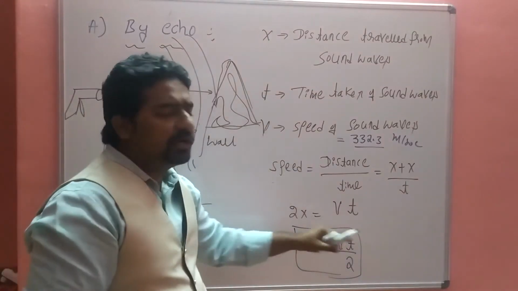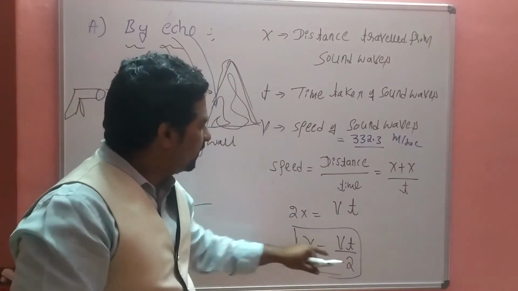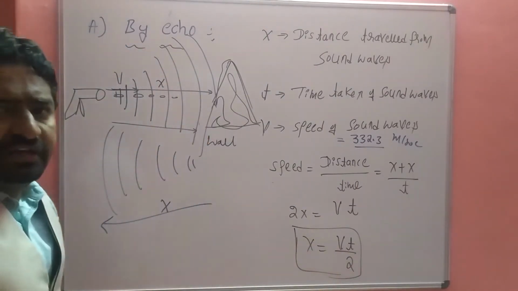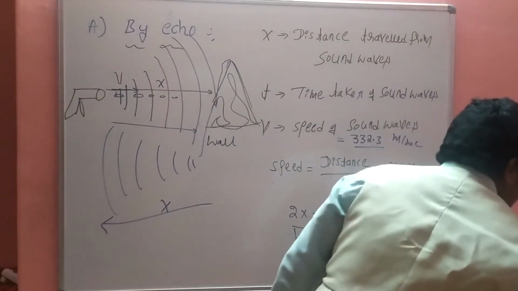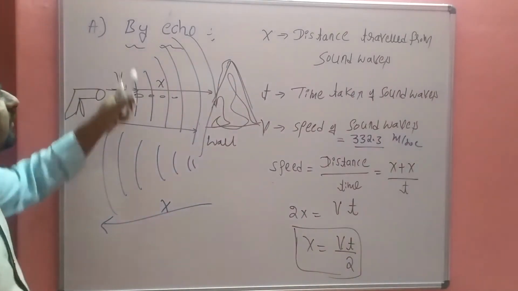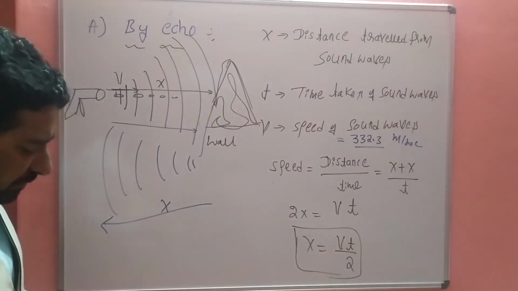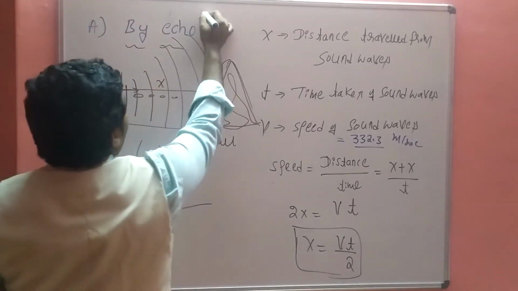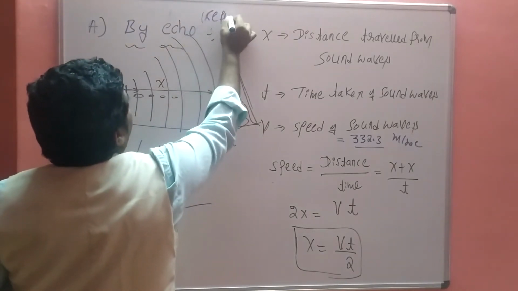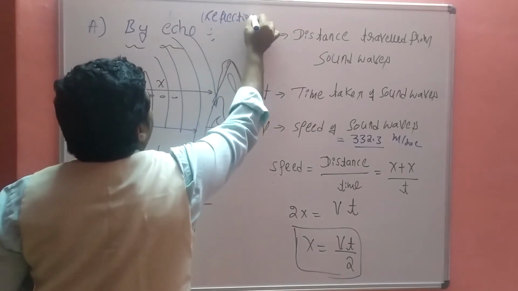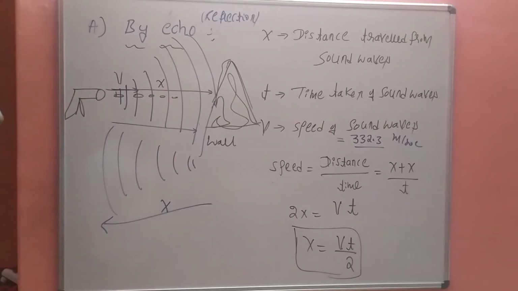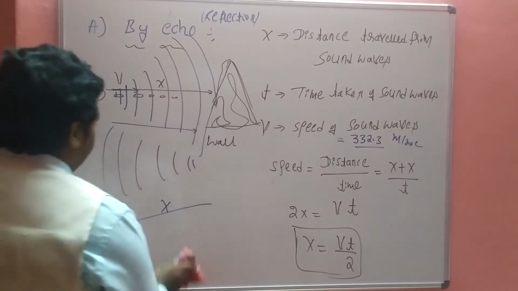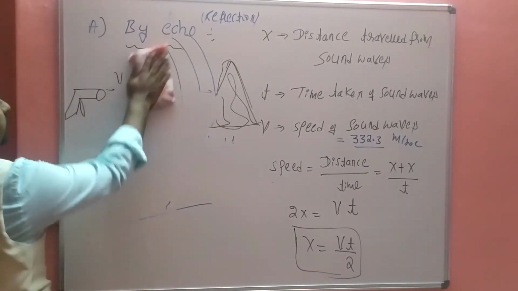So that is x equal to vt divided by 2. Put all those values in. This is an indirect method of measurement, which is called an echo. Another name is the reflection method. Echo or reflection method. Make the notes, and I go to the next section, B, by laser light.